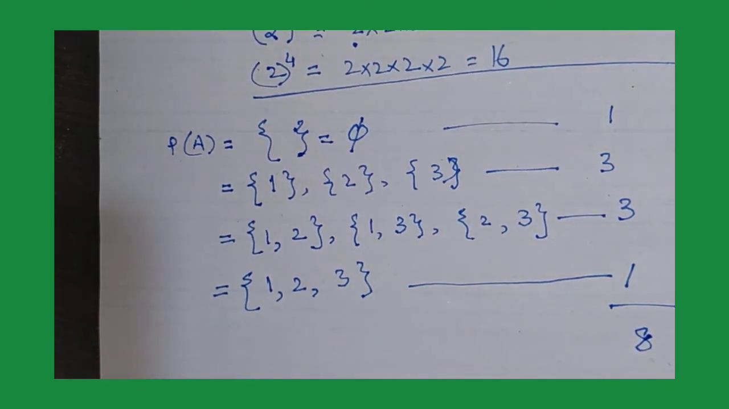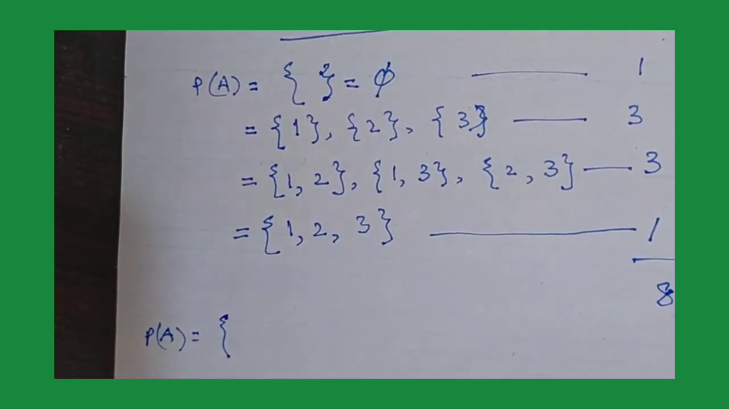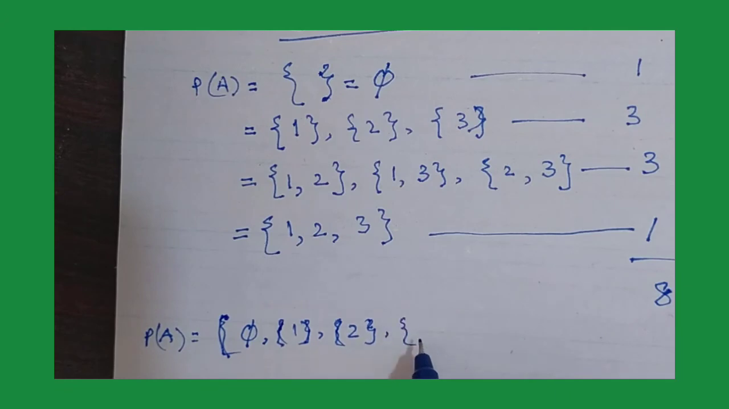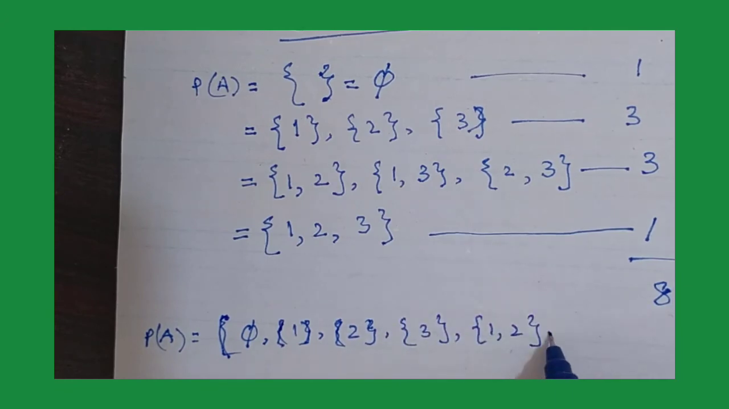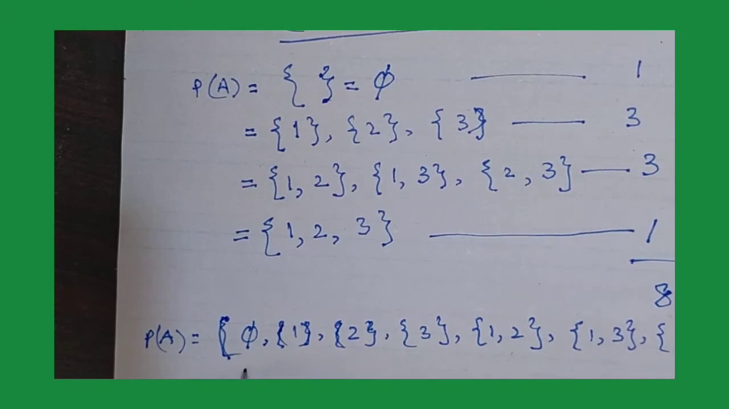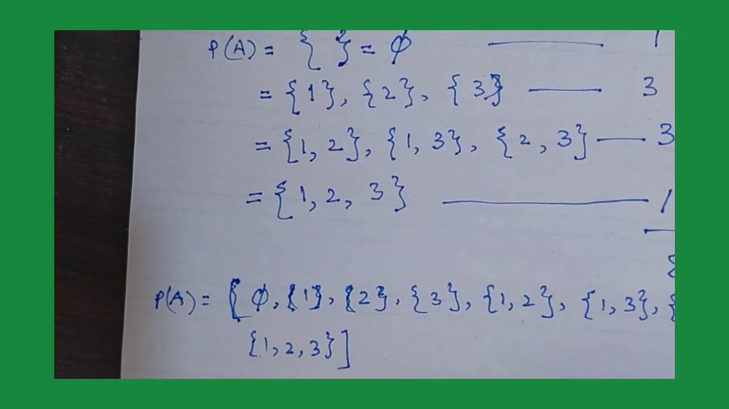For the power set, when we show a single power set, we put all these sets in brackets in this way: empty set, {1}, {2}, {3}, {1, 2}, {1, 3}, {2, 3}, {1, 2, 3}. This is called the power set of A.